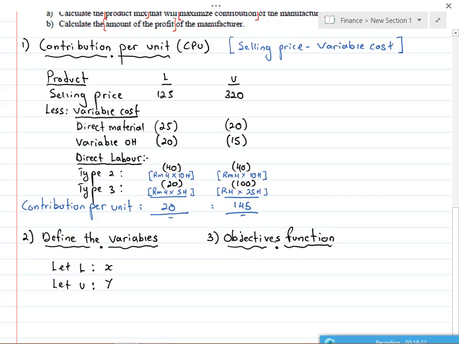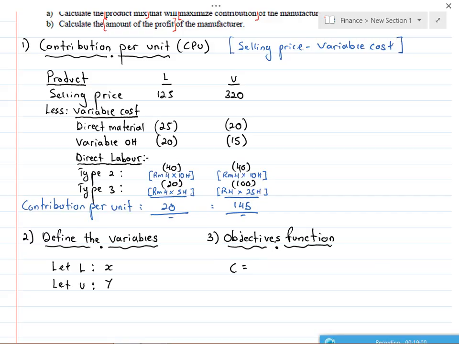Objective functions. You have to find the function, because later when we come up with a graph, you have the vertex points that you have to integrate into the function. So what is your function over here? C equals to what? C means contribution. So what's your contribution? 20 and 145.